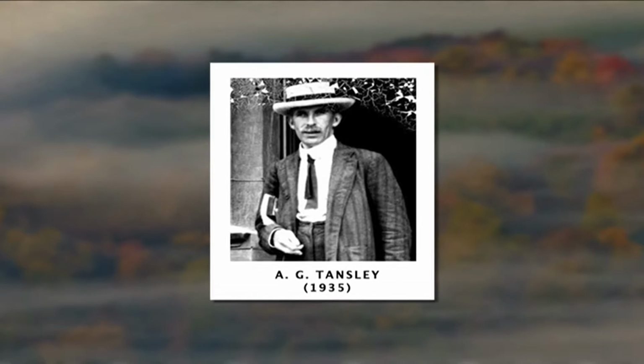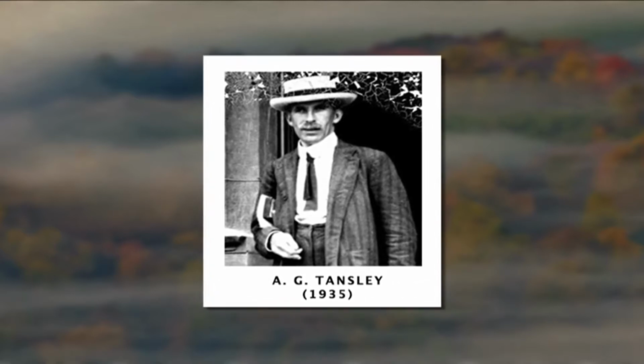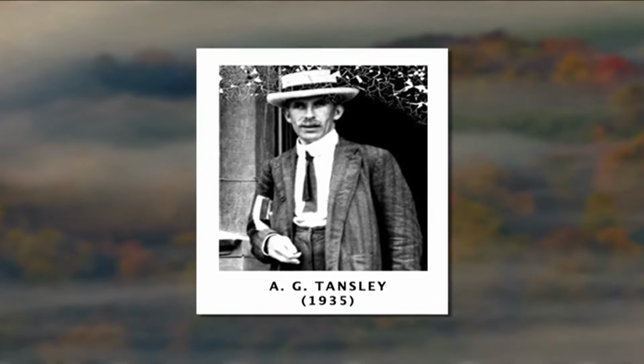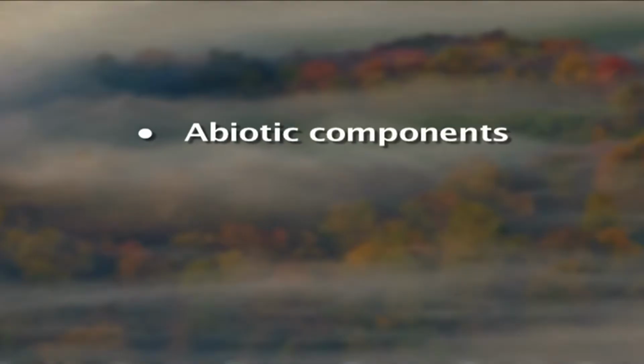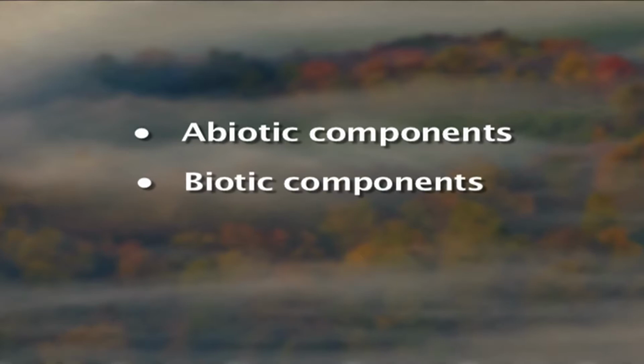The concept of ecosystem was first put forth by A.G. Tansley in 1935. Now, the components of ecosystem. Structurally, an ecosystem consists of two components, namely abiotic components and biotic components. These components are linked together through nutrient cycles and energy flow.